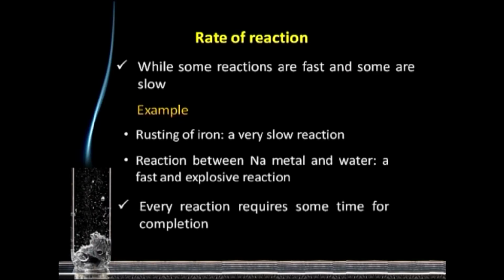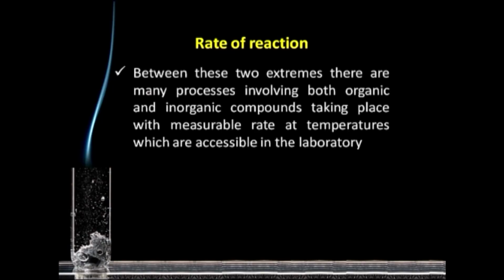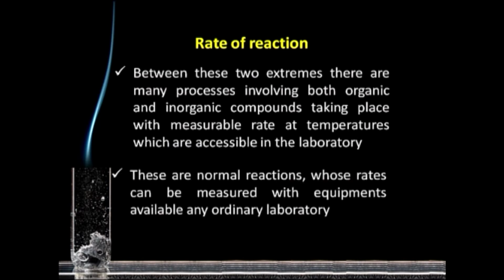Now, every reaction requires some time for completion, at least it approaches 99.9% of the reaction. Between these two extremes, the fast and slow reactions, there are hundreds of reactions, both organic and inorganic, taking place with measurable rate at temperatures that can be easily attained in the lab. Such reactions are called normal reactions. They do not require sophisticated equipment to study. We can follow their rates in a normal physical chemistry laboratory.